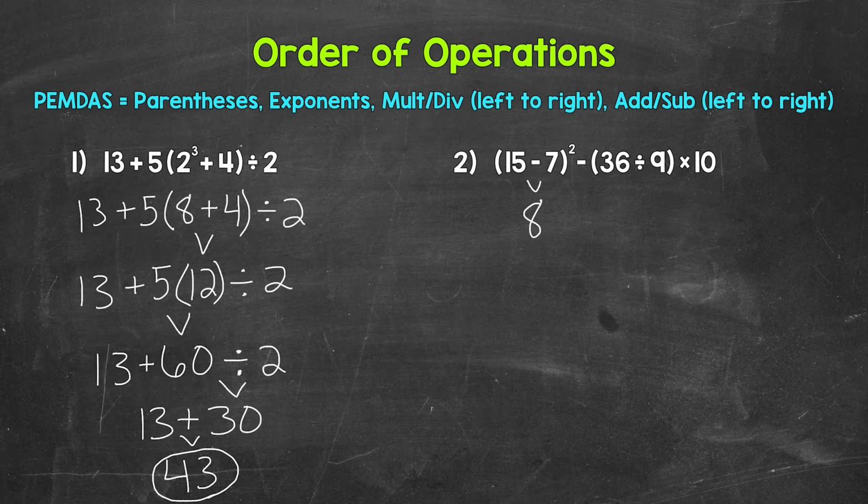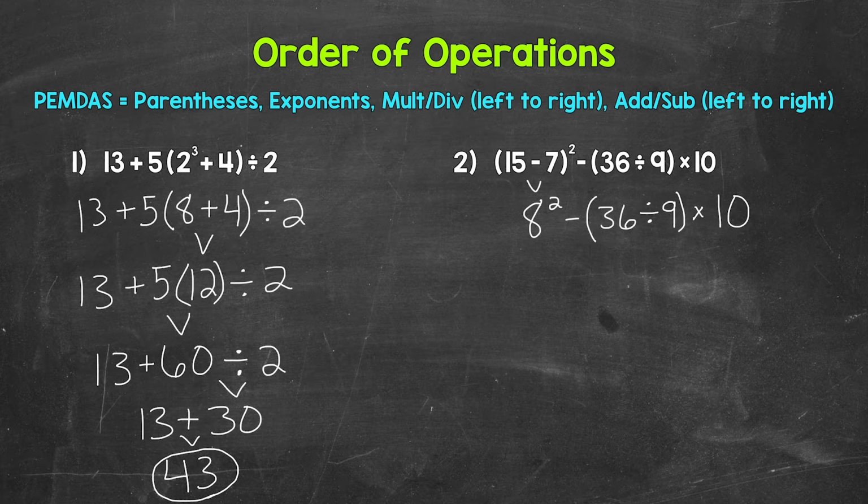Now we can bring down everything we did not use. So we are squaring whatever we got within those parentheses. So bring down the exponent of 2. Then we have minus, and then in parentheses, 36 divided by 9, end parentheses, times 10. So now we have 8 squared minus, and then in parentheses, 36 divided by 9, end parentheses, times 10.